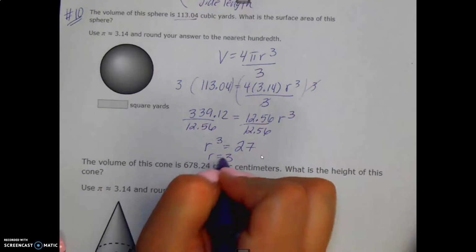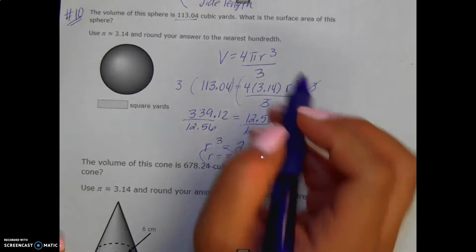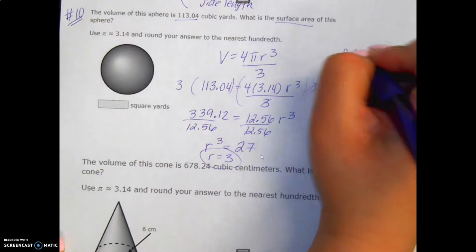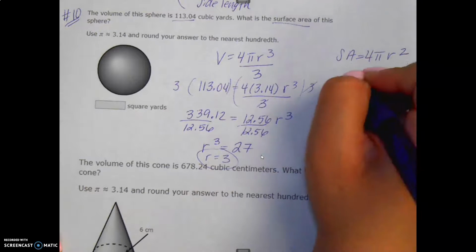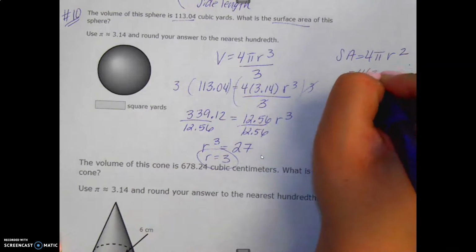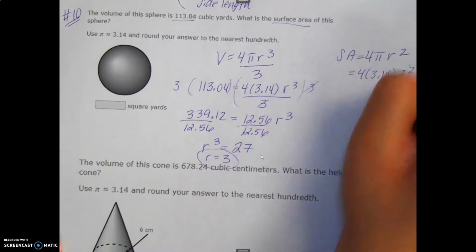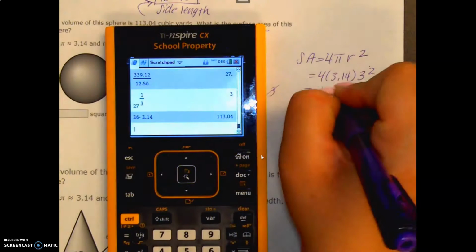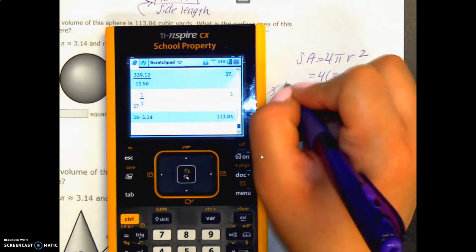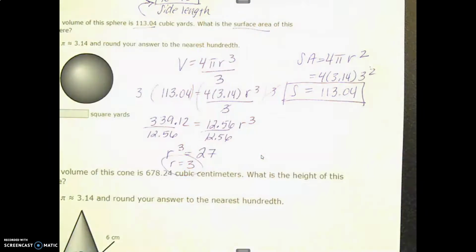All we did was find the radius. Yes, I know it's a lot of work. All right, so we need to find the surface area. Now, surface area of a sphere is 4 pi r squared. We found r. So 4 times 3.14 times 3 squared. Let me do that on my calculator. 36 times 3.14. And I'm getting 113.04. So my surface area, based on my volume, is 113.04.